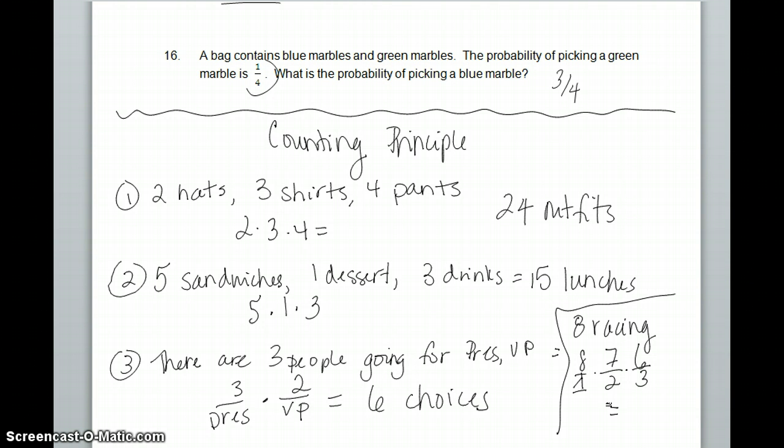Probability is the total number of successes over the total number of outcomes. Expected value is the probability times the number of trials. And then the counting principle, just figuring out outfits, you just multiply.